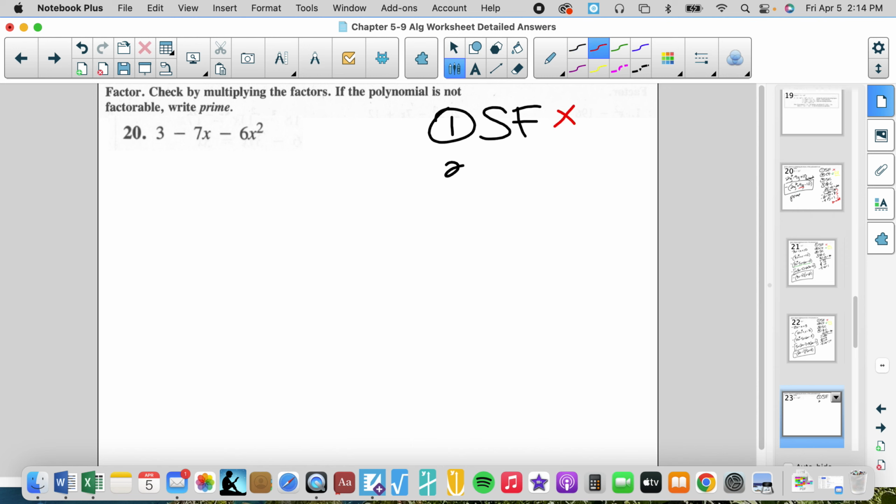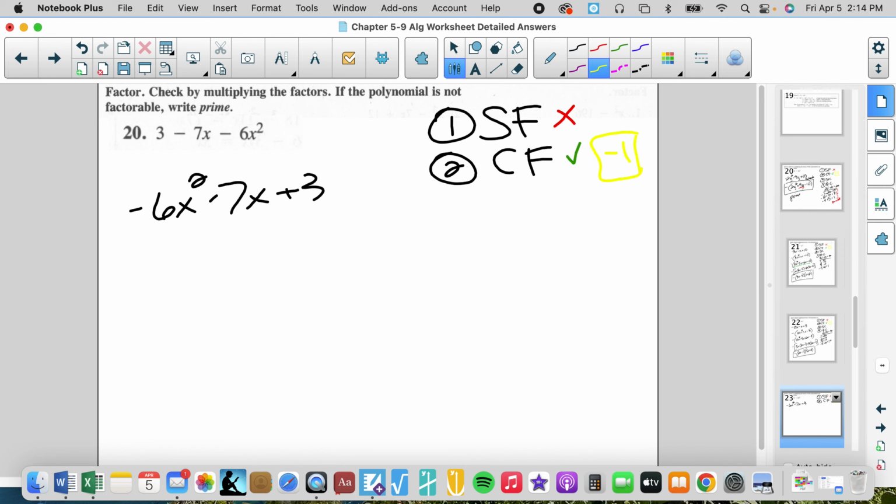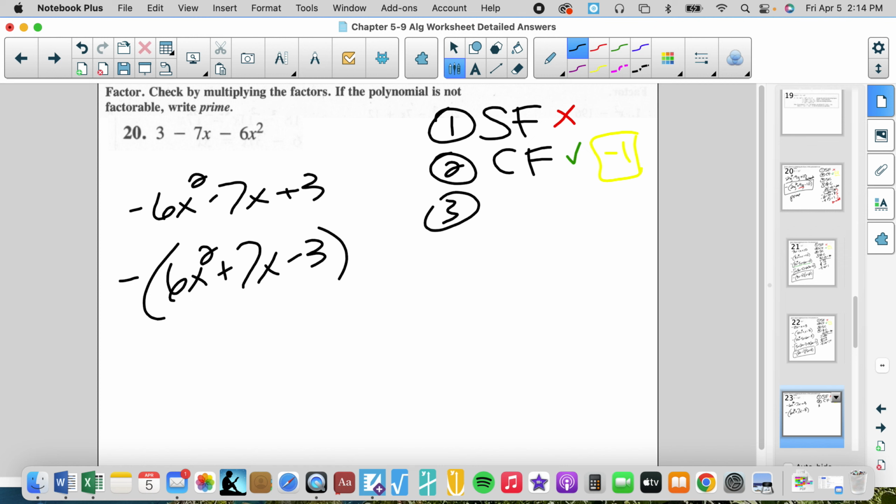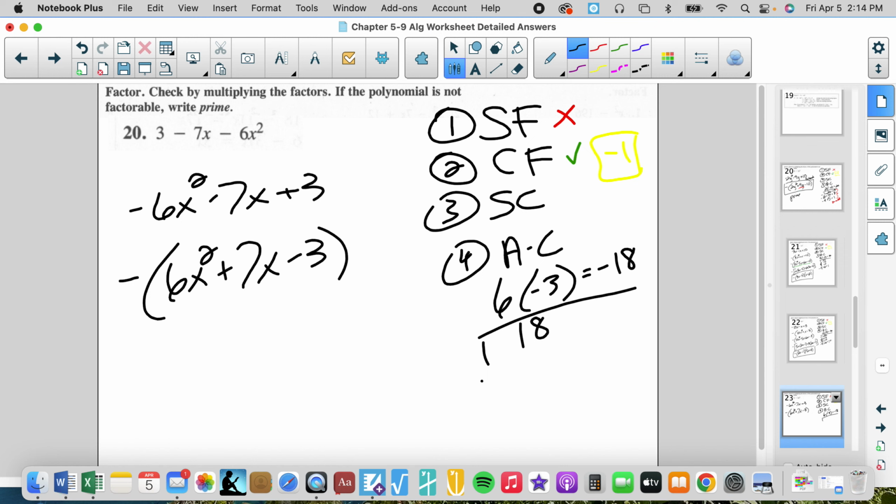Standard form? Nope. Let's rewrite it in standard form. Negative 6x squared minus 7x plus 3. Let's find the common factor. There is a common factor of a negative 1. So we have to factor out that negative. 6x squared plus 7x minus 3. It is not a special case. I'm going to try a times c, which is 6 and negative 3, which is negative 18. 1 and 18, 2 and 9, 3 and 6. Signs are different. Bigger is positive.